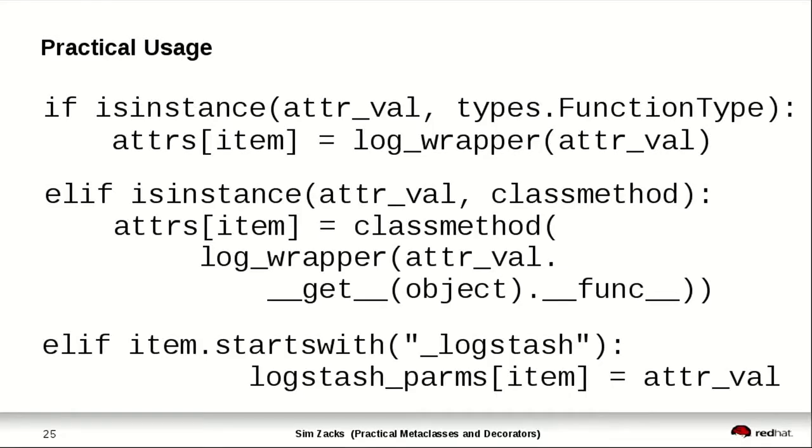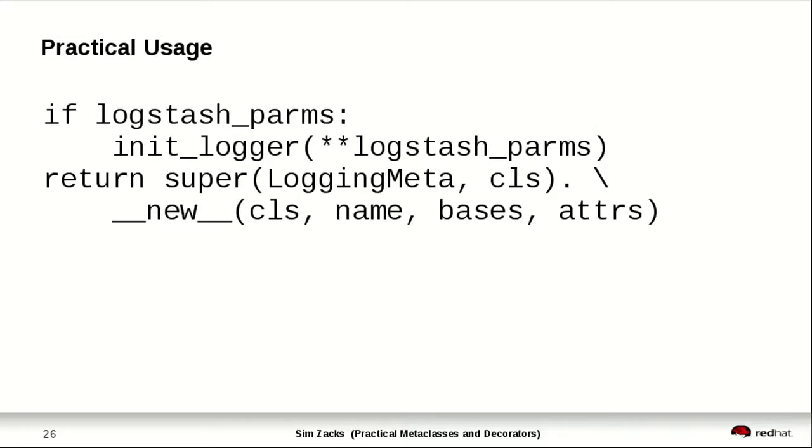The third thing I'm looking for is if I have an attribute that starts with the word _logstash. And this was just a convention that I used so that in my class I could pass in certain parameters that I wanted, such as the URL, the port, different things that I want from the class that's going to be calling this. And then I'm going to basically stick those into a dictionary.